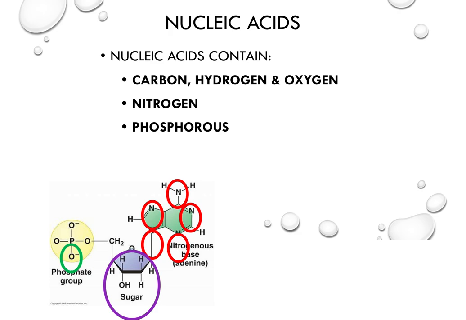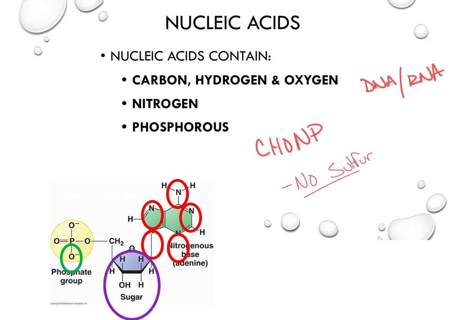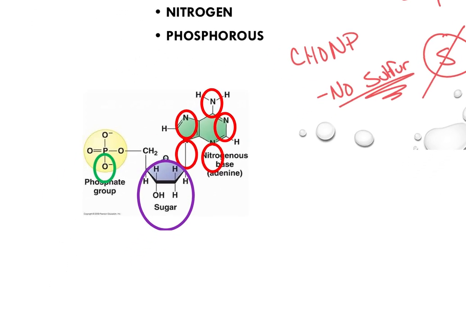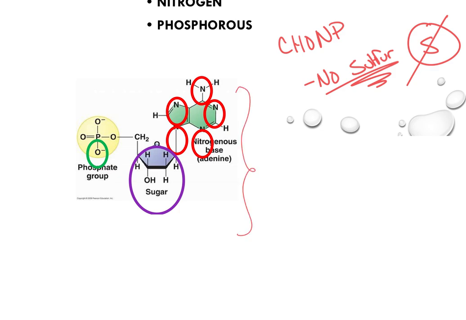All right, now our last one is nucleic acids. When you think of nucleic acids, automatically think DNA/RNA. Nucleic acids are made up of carbon, hydrogen, oxygen, nitrogen, but it has phosphorus. There is no sulfur in nucleic acids. So, what makes up nucleic acids? Well, if we look at them, they're made up of monomers we call nucleotides. Nucleotides are our monomer.